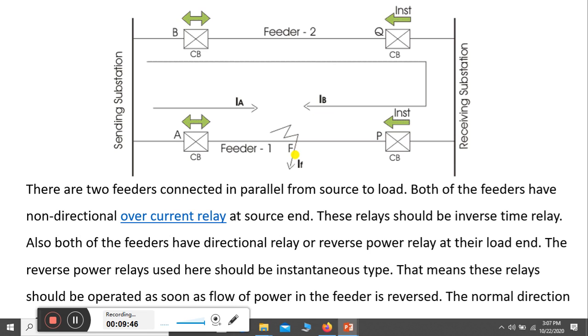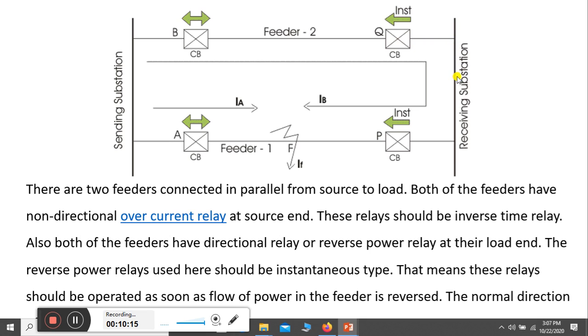Now what will happen, since the CB placed at point B is non-directional, nothing will happen in this case. This is called the directional relay, but in this directional relay current is not flowing as per the direction indicated for this relay, so this relay will also not trip.